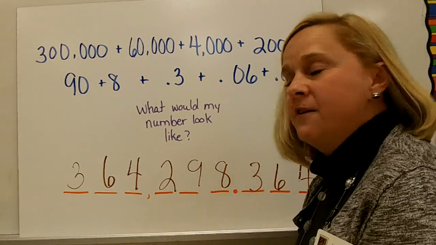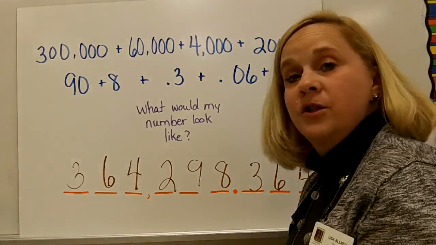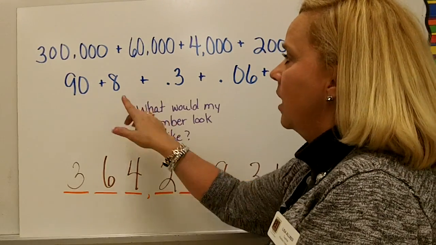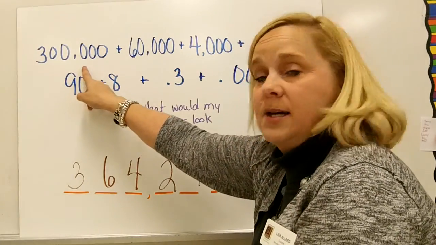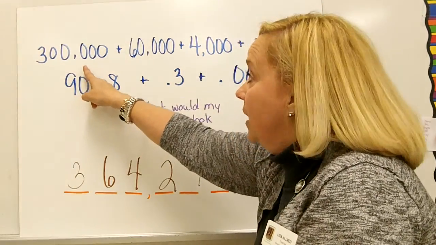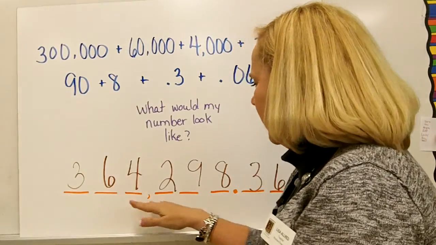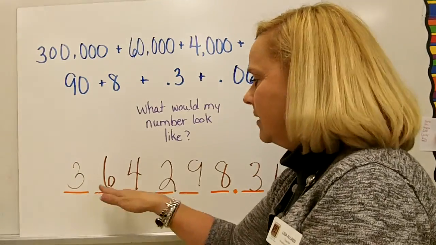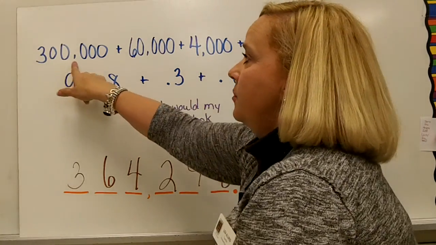So what if I give you the value of all those digits and I want you to write the larger number? All right? So what would my number look like? What I'm going to do is see what my largest place value is. And if you notice here, I'm going to the 300,000s. So I've written my lines down here, and then I'm going to go back and fill it in. So I know exactly where my places are in this particular number.